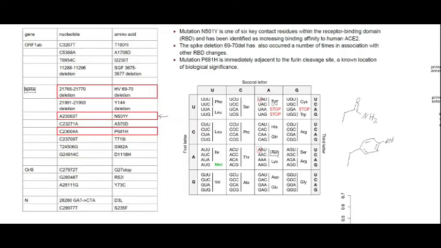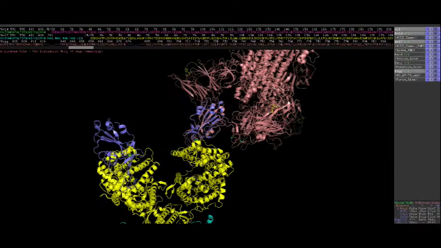This other mutation here, this proline 681 histidine mutation, says up here that it is immediately adjacent to the furin cleavage site, a known location of biological significance. I've talked about the furin cleavage site and the cleavage of the spike protein, and how that occurs in the virus gaining entrance to the cells, in previous videos. But just quickly, what happens is, I'll actually show it here.